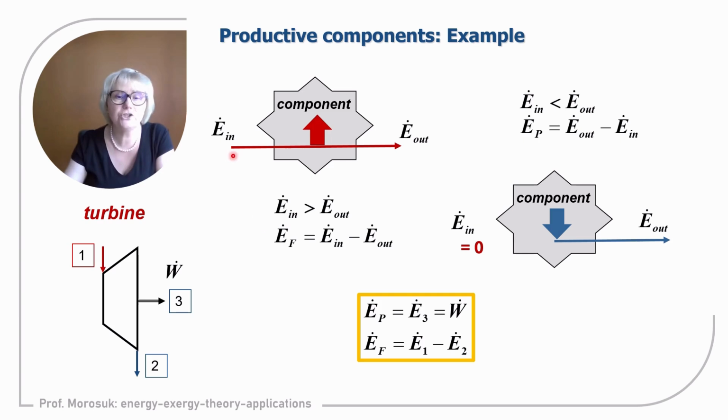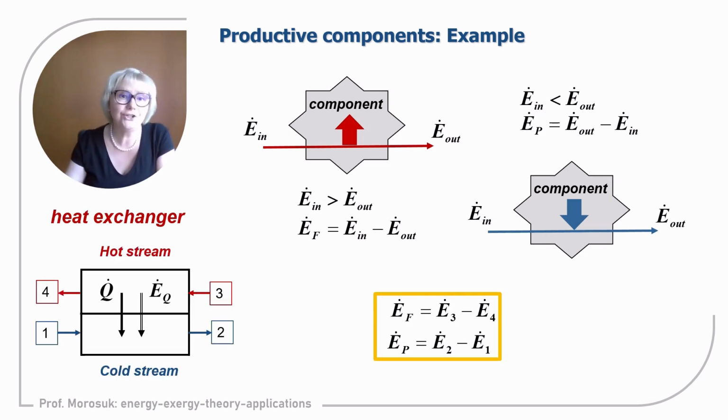Exergy at inlet is higher than exergy at outlet. It means the fuel of the turbine is exergy inlet minus exergy outlet. And work is produced. So this is a stream going from the component and there is no incoming stream of work. In conclusion, the product of the turbine is associated only with work produced by turbine, and fuel is the difference between exergy at inlet and exergy at outlet.